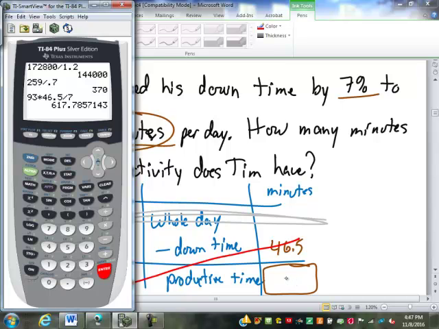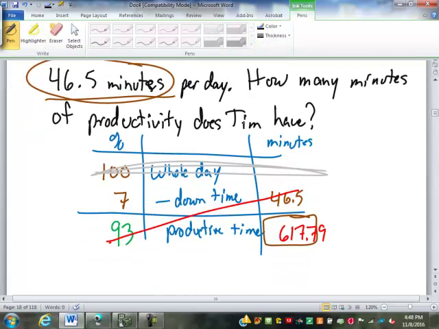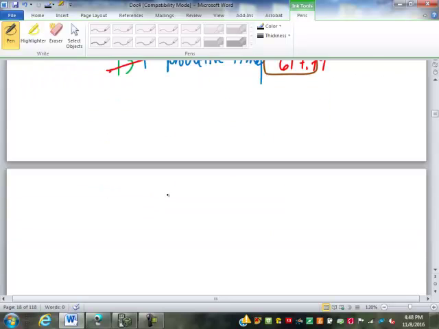$617.79, we'll call it. Minutes of productive time. This is one that without a table like that, I would have a really hard time figuring out where to even begin on the thing.